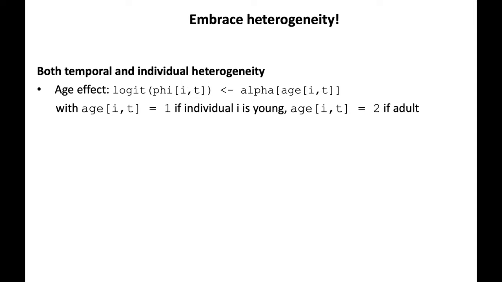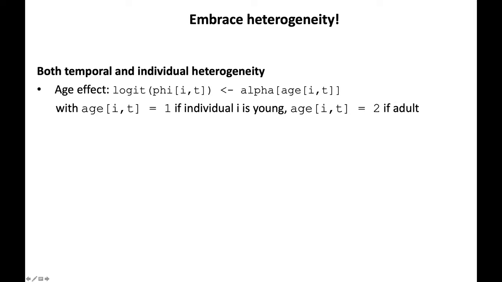Of course, you can combine both temporal and individual heterogeneity sources in a single model. And this is what we need when we are to implement age effects, for example, in our models. Age is defined here at the individual level, obviously. But you also need to know time to determine how old or young an individual is. And here we define this variable age, let's say with two age classes, young and adult. And age takes the value 1 if individual I is young at time t, and otherwise value 2.